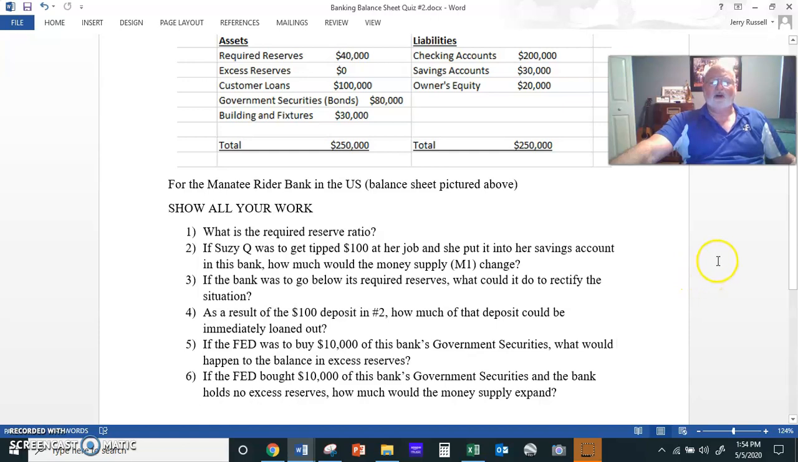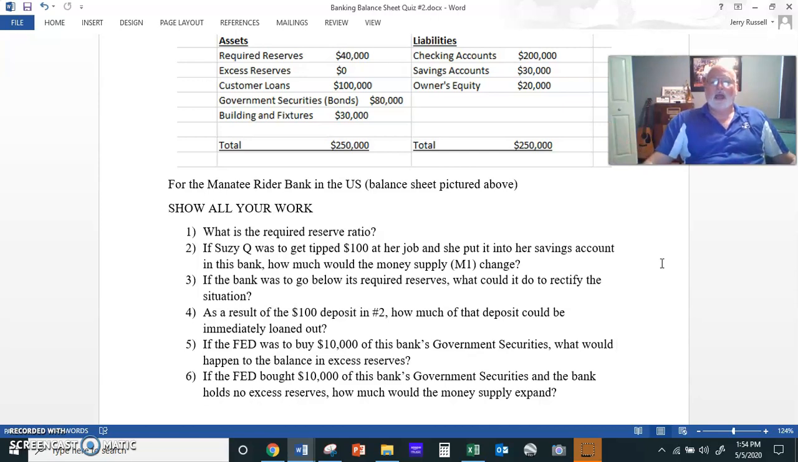Number 6, if the Fed bought $10,000 of this bank's T-bills, if the bank holds no excess reserves, how much would the money supply expand? Well, let's see. So remember, I'm the Fed, letters FED on my head. I pull the $10,000 out of my vault. That is all new money. And I buy a $10,000 T-bill. That goes directly into the bank's excess reserves, and they want to loan it all out immediately.